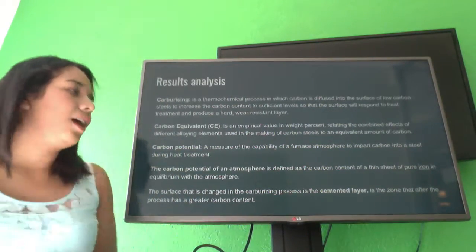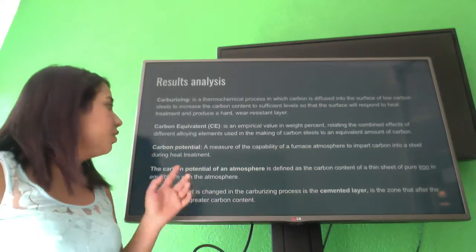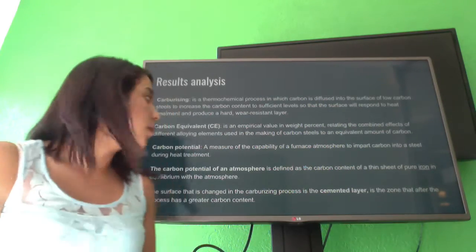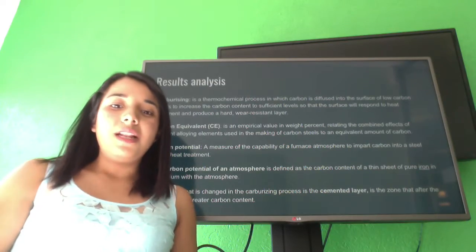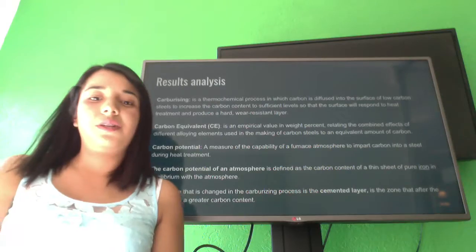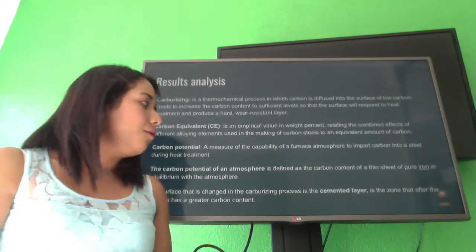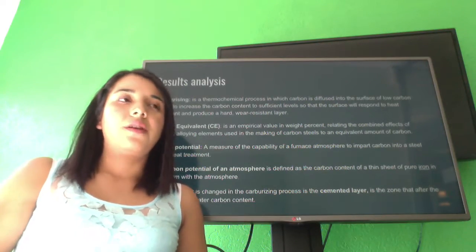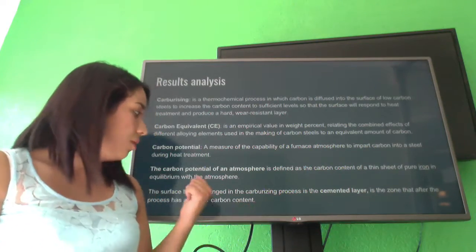Carbon equivalent is an empirical value in weight percentage relating to the combined effects of different alloying elements used in the making of carbon steel. Carbon potential is a measure of the capability of the furnace atmosphere to impart carbon into steel during heat treatment. The carbon potential of an atmosphere is defined as the carbon content in a thin sheet of pure iron that is in equilibrium with the atmosphere.